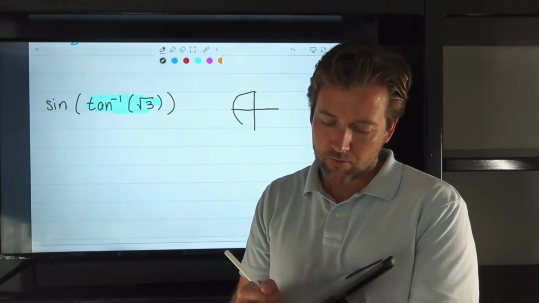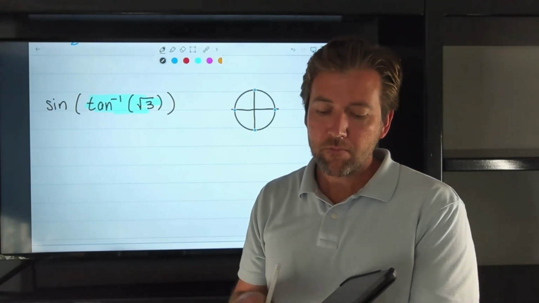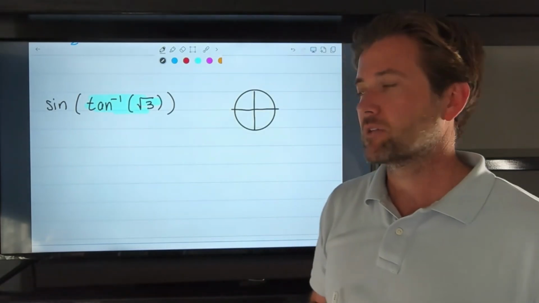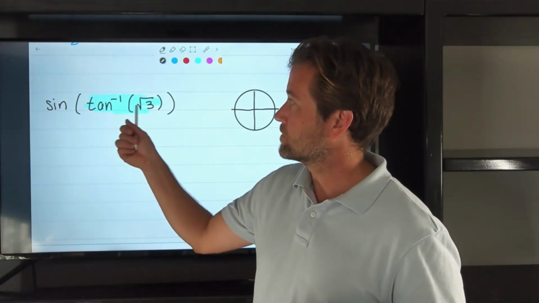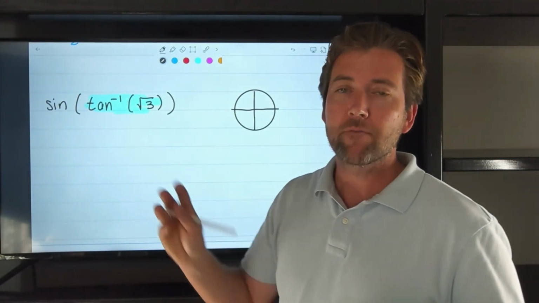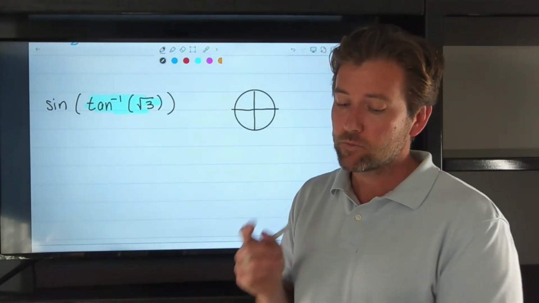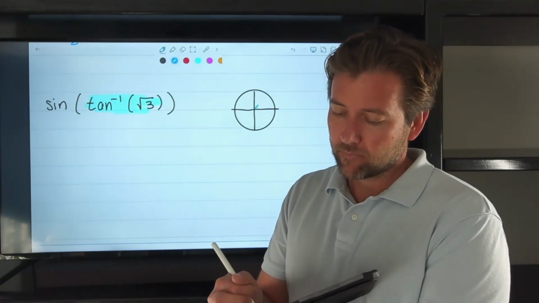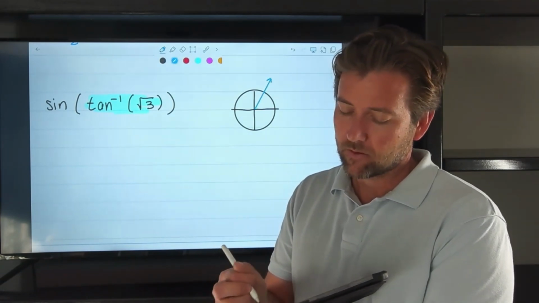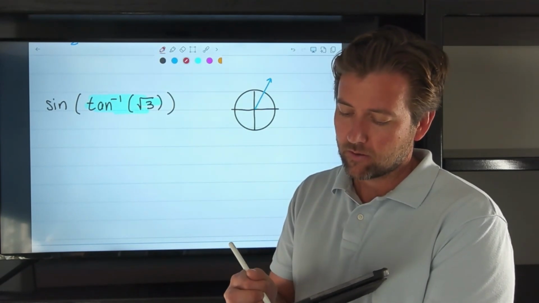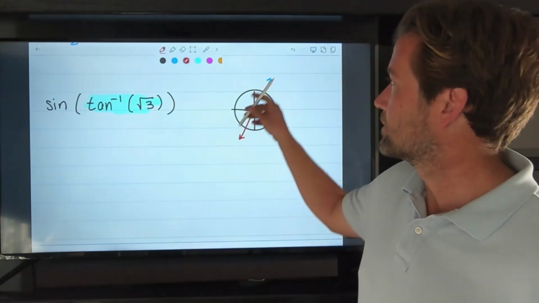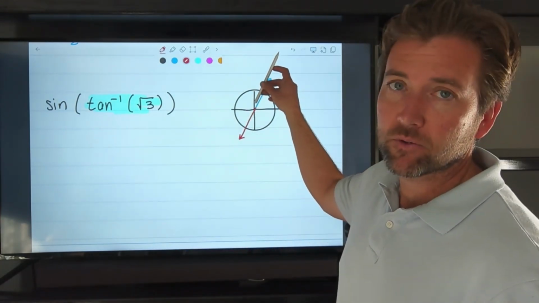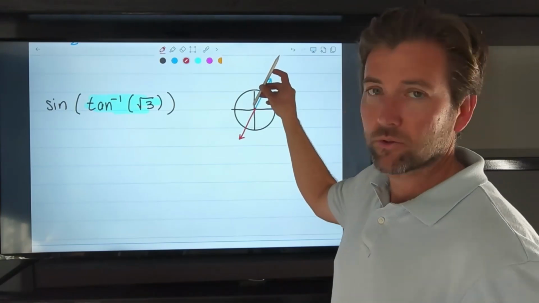So here's our unit circle. I'm familiar with the angles that have a slope. This is arctangent, so this square root of 3 represents the slope of the angles. I'm familiar, hopefully you're also familiar with angles that have a slope of square root of 3. So the tangent of π/3 equals square root of 3.